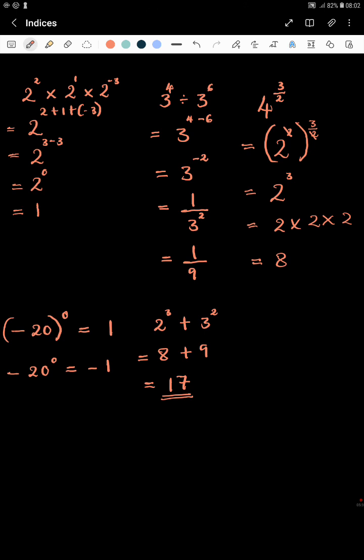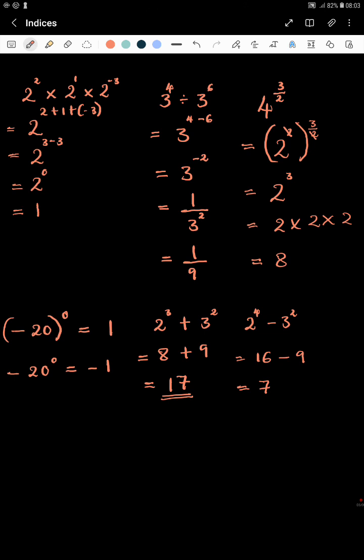Let's say you have 2 to the power 4 minus 3 to the power 2. Here you get 2 to the power 4, which is 16, and 3 to the power 2, which is equal to 9, and your answer is going to be 7.